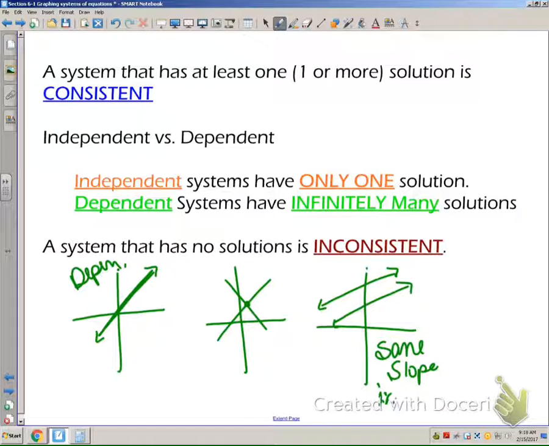They're never ever going to touch, unless, of course, they end up being the exact same line. If they have the same slope and the same y-intercept, then they're dependent. If they have the same slope and different y-intercepts, then they are inconsistent.